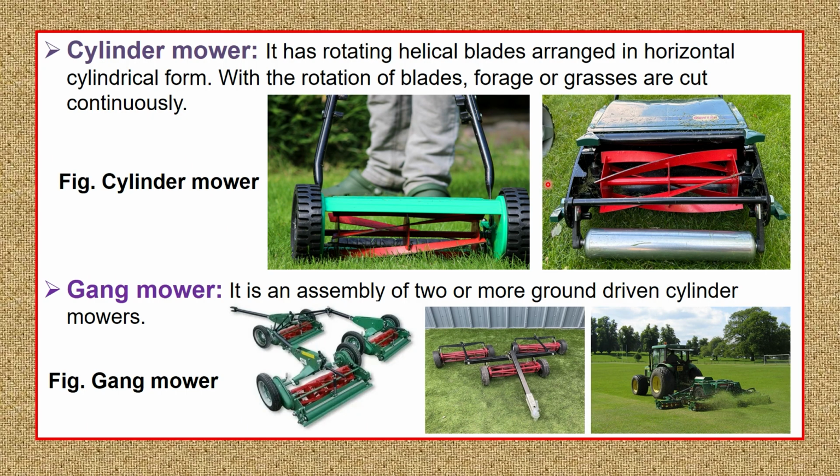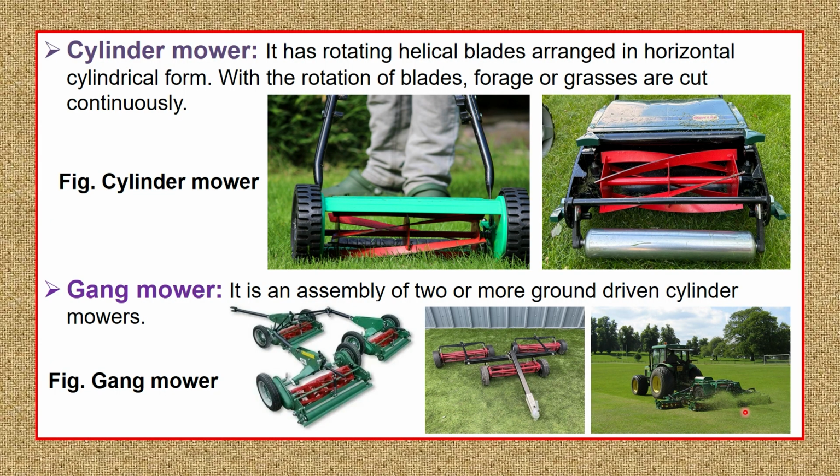So the gang mower is an improved or larger sized cylinder mower only, where there will be more than one such cylindrical mower within the frame. As you can see in this picture, the same cylindrical cutting unit is in this equipment, but there is more than one such cylindrical mower, arranged in such a way that it can harvest the grasses or forages in a large width.